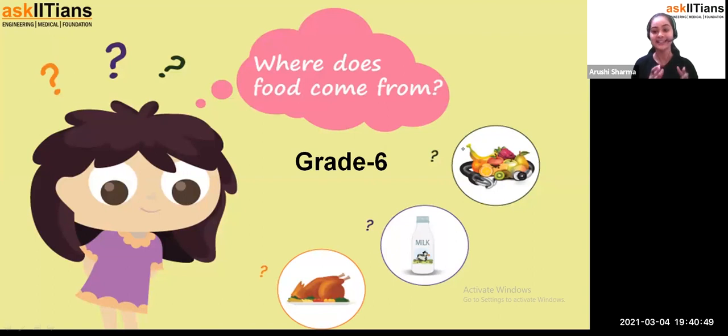And in this chapter we are going to see where food comes from. In this particular session, we are going to study the different types of organisms we have. Okay, so we'll see how it is going to start now.